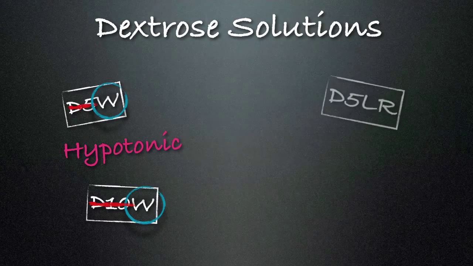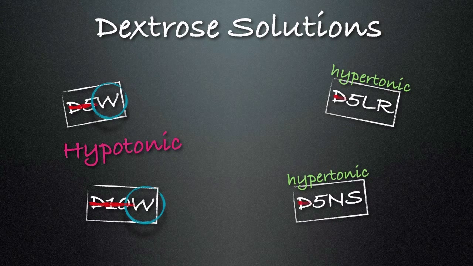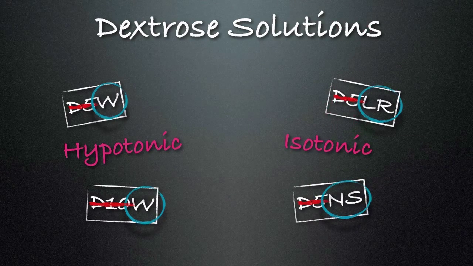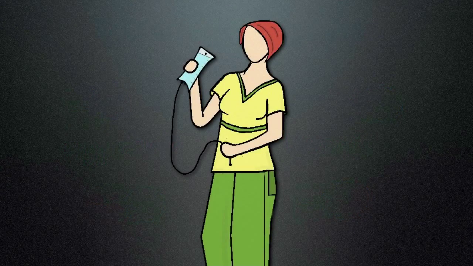If we take D5LR, or D5NS, which we know are both hypertonic solutions, once the dextrose is metabolized, we are left with LR and NS, both isotonic solutions. This is something very good to keep in mind if you consider giving a solution with dextrose to your patient. So these are the basic things you need to know about the different types of IV solutions and how they work within the body. In the next video, we'll talk about the uses of IV therapy by midwives.